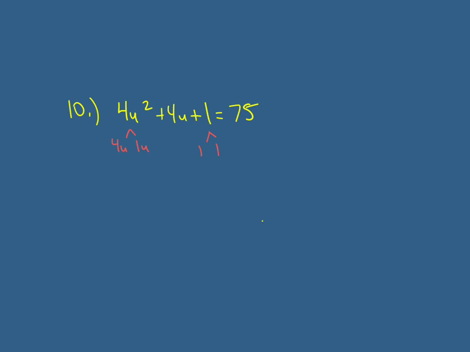I break down 4u squared into 4u and 1u, and I break down 1 into 1, 1. So I end up with 4u plus 1, 1u plus 1. Now I'm going to get to write it as u plus 1 squared equals 75. And now I get to use PEMDAS backwards.